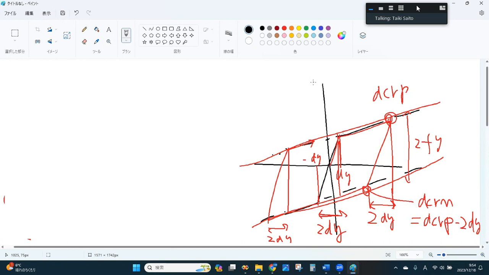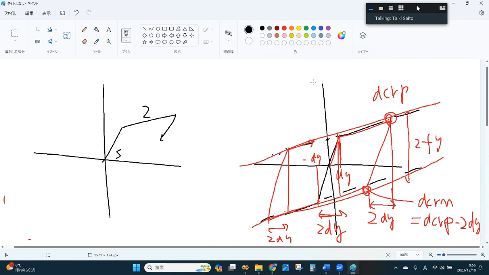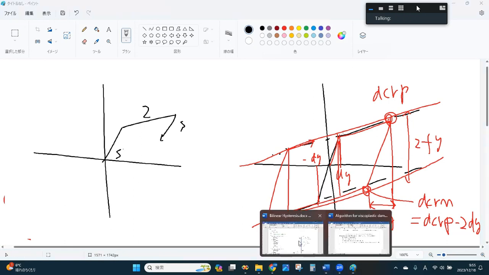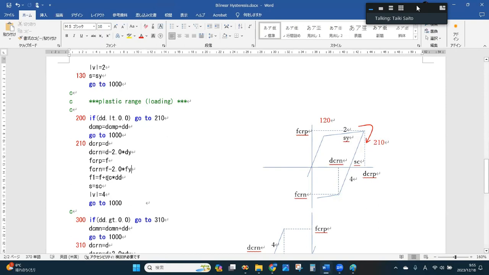So we are now at level 2, and we know this is returning. So this slope is S. This is S or SC. Okay. And this is SC.